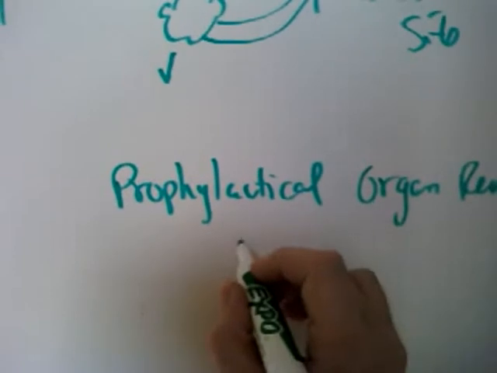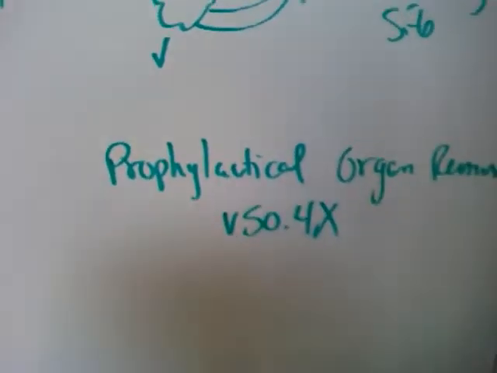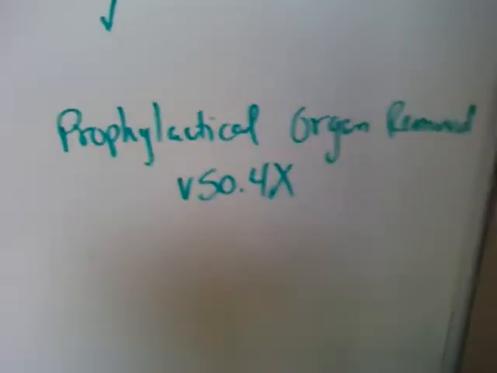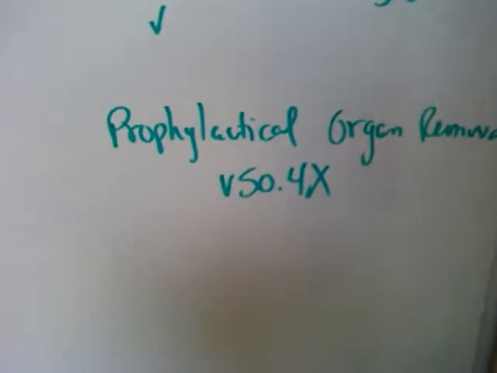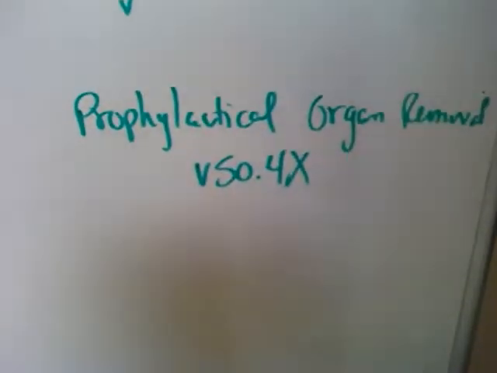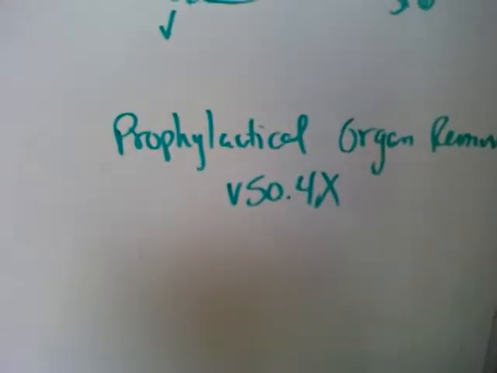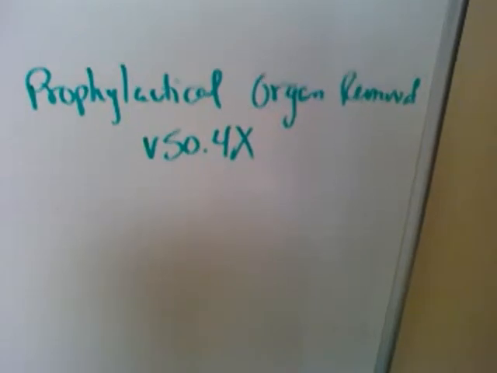Okay, the first one we're going to use is V50.4X, X being fifth digit. What it's going to do is it's going to tell us, this is the section that tells us which organ is going to be removed. I need to back up a little bit. Prophylactic organ removal, specifically when it's due to genetic susceptibility, especially due to like a family history, this is kind of the order that it goes.